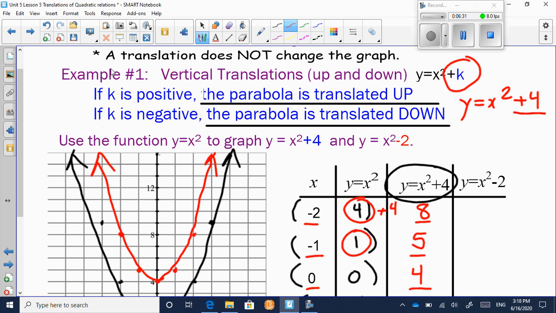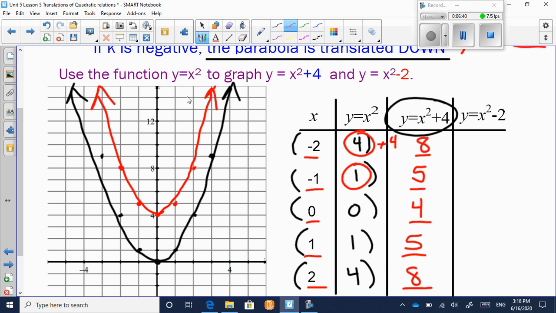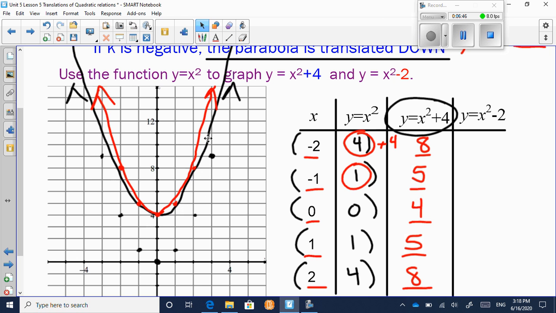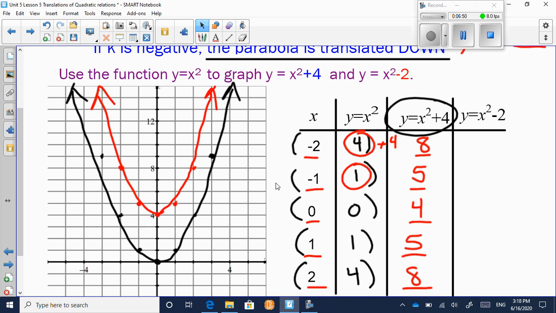So when it's here, if k is positive, it pulls the parabola up. It doesn't change the shape. The shape stays exactly the same. All we essentially do is grab the parabola and pull it up. Okay, so that's what a k does. All right, well, let's try a different one.